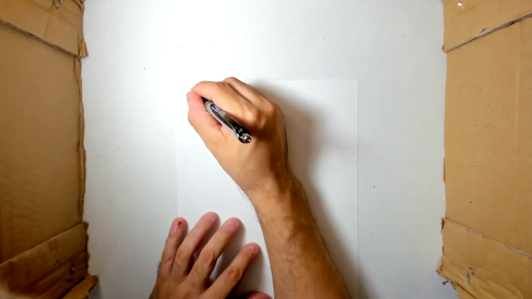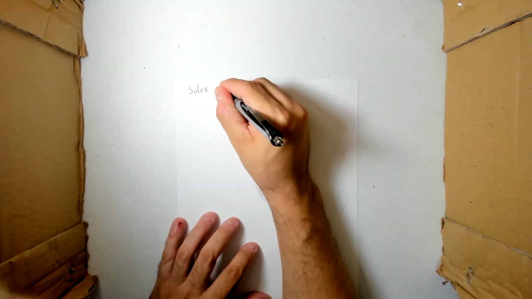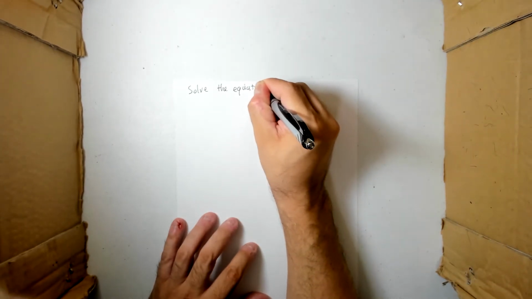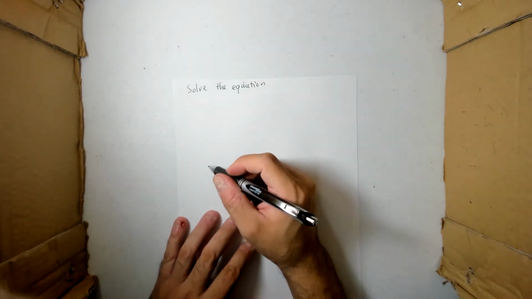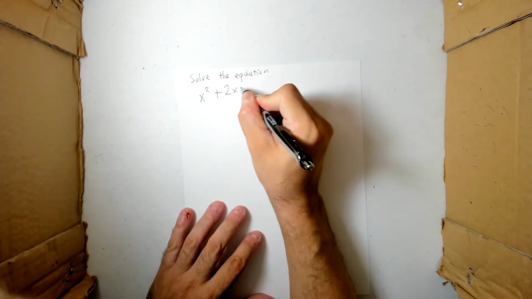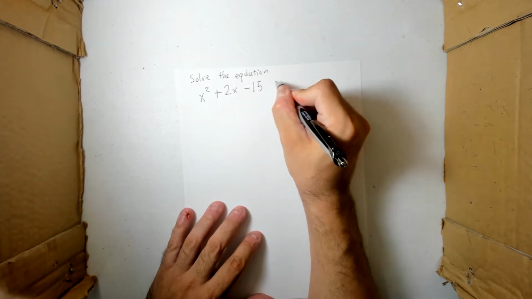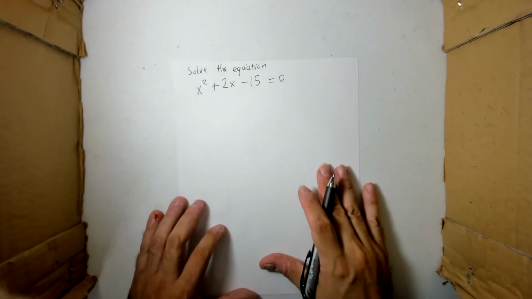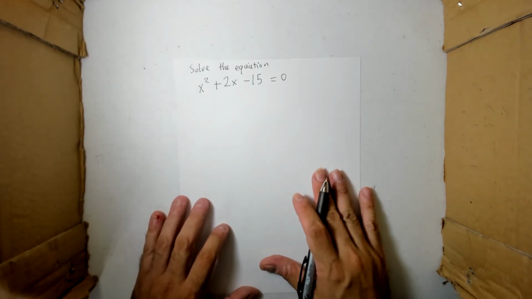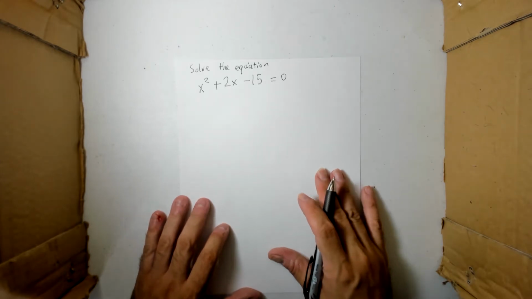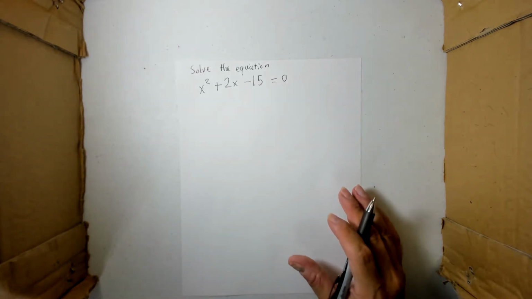So here I want to solve the equation x squared plus 2x minus 15 equals 0. Now, to solve this equation, I'm going to factor it. But instead of doing the whole rigmarole like I did last time, I'm going to go straight to the heart of the matter.